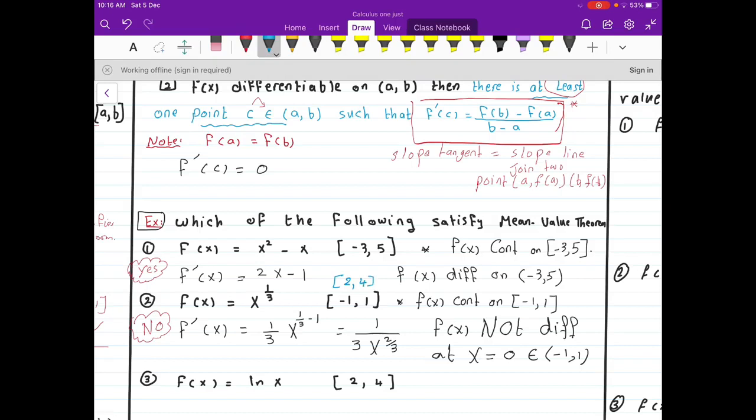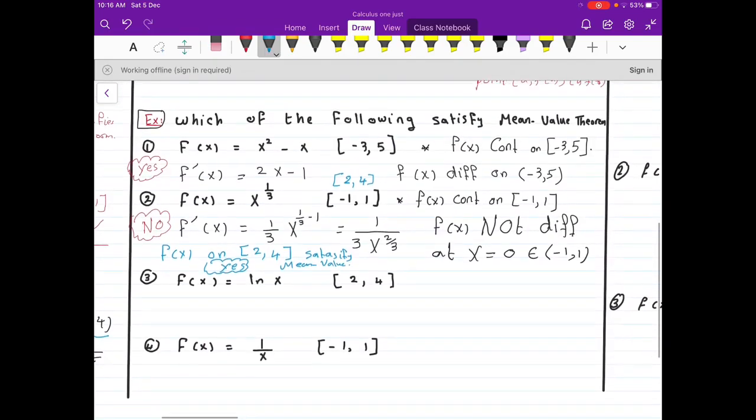On the interval [2, 4], does it satisfy the mean value theorem? It is continuous and also differentiable. So f(x) on the interval [2, 4] satisfies the mean value theorem. So our answer will be yes. So if this is the interval, our conclusion is yes. Why? Since 0 is not included in this interval.